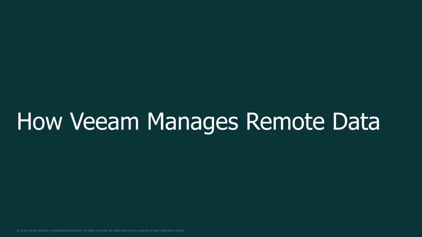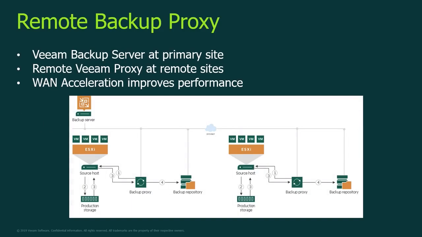So let's talk about how Veeam is going to manage your remote data. One of the simplest deployments for remote systems is utilizing the Veeam backup proxies in a remote function. This would allow you to have one Veeam backup server, whether it's at your primary site or at your DR site, and then have a Veeam proxy at all of your sites.